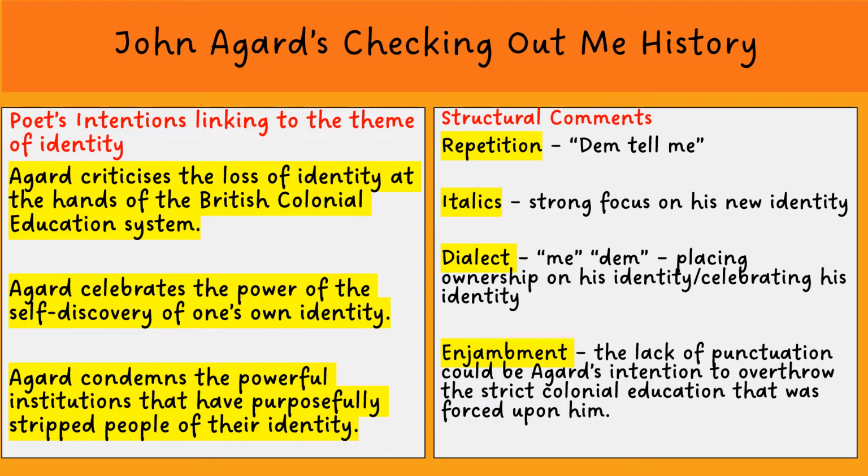You've also got the use of enjambment throughout the poem. There is no punctuation used in Agard's poem, and this could be Agard's intention to overthrow the strict colonial education that he experienced and that was forced upon him. So he's rejecting that by ignoring the British standard punctuation.